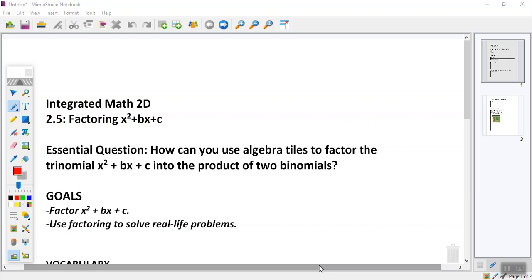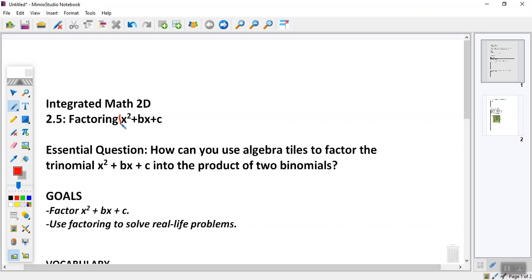So for our 2.5 today, we're going to start factoring pretty much trinomials of the form x squared plus bx plus c. Now, guys, understand this. Is there any letter out in front of x squared here in our title? No. So we assume that this is just 1x squared. All right, so you may want to jot that in there.